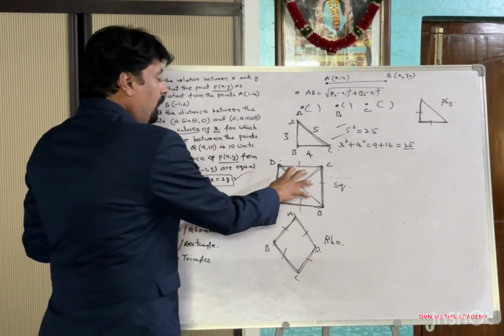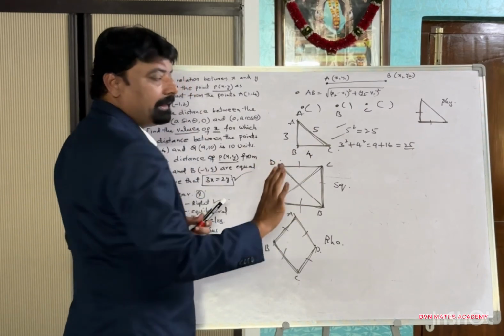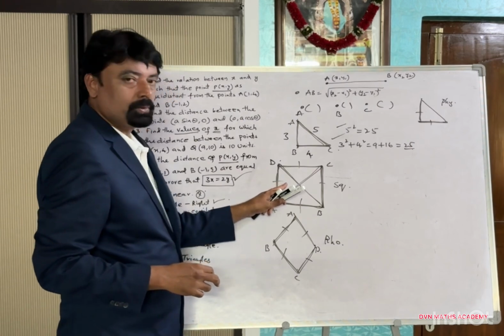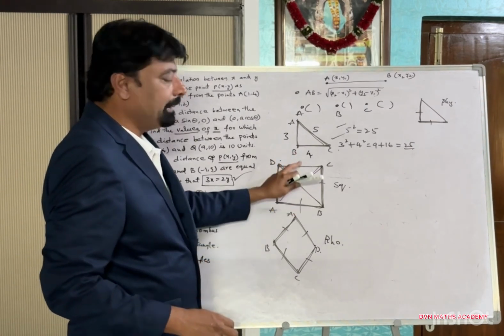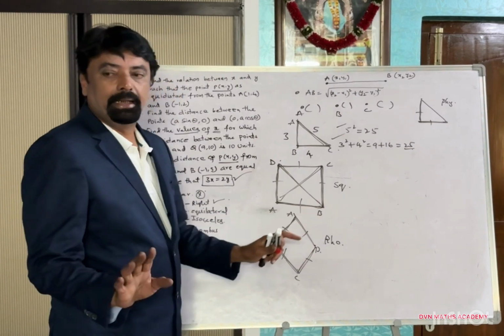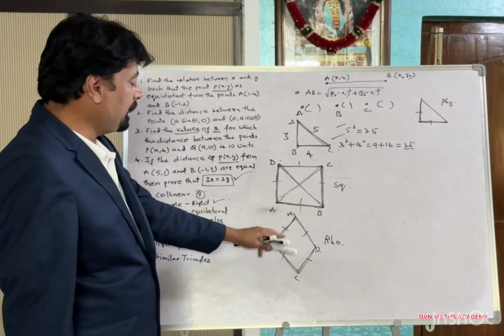Because all squares are rhombuses, but rhombuses are not squares. So in case you want to prove square, you want to prove all sides are equal and diagonals also equal. But in case of rhombus, just you prove all sides are equal. You write a statement that it is a rhombus.